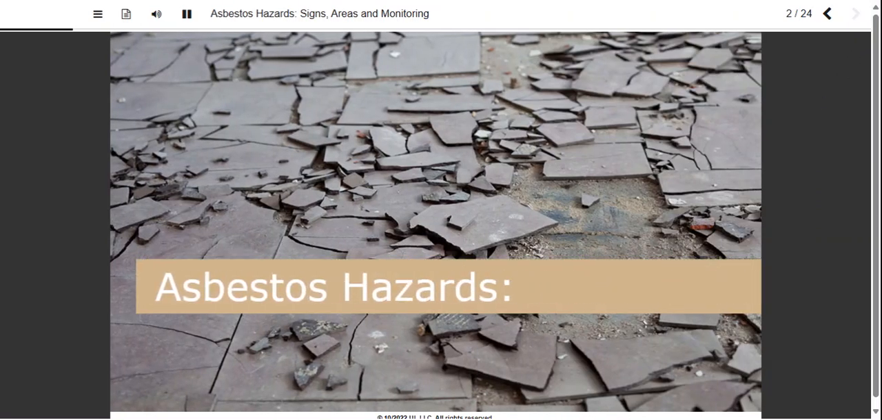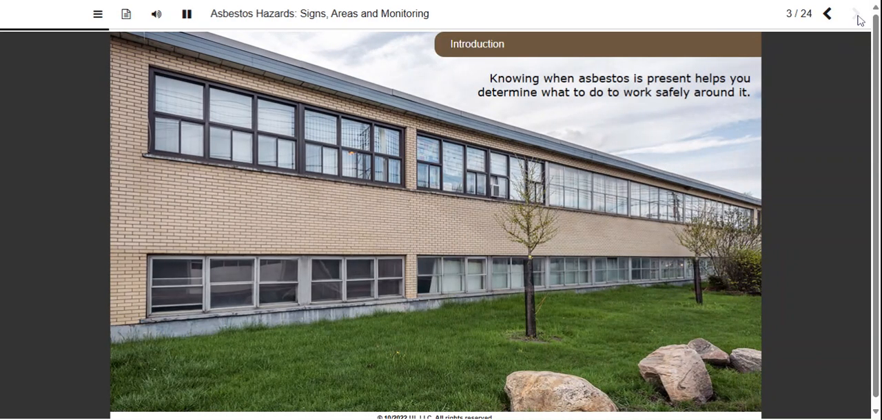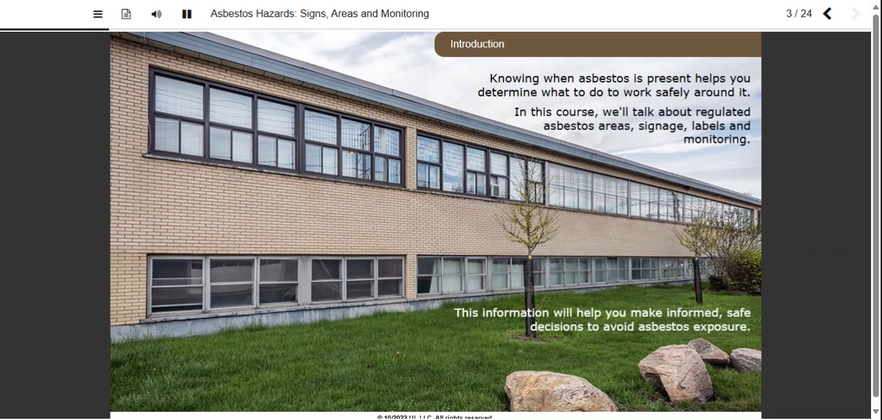Welcome to our course on asbestos signs, areas, and monitoring. Knowing when asbestos is present helps you determine what to do to work safely around it. In this course, you'll learn about regulated asbestos areas, signage, labels, and monitoring. This information will help you make informed, safe decisions to avoid asbestos exposure.